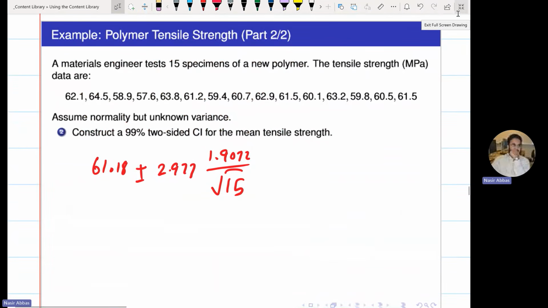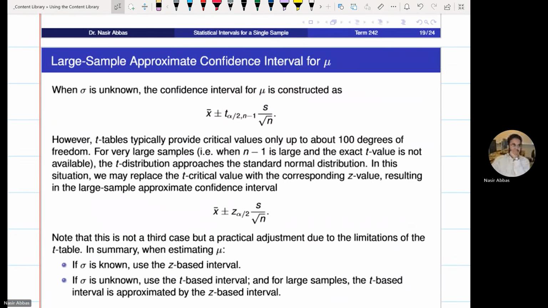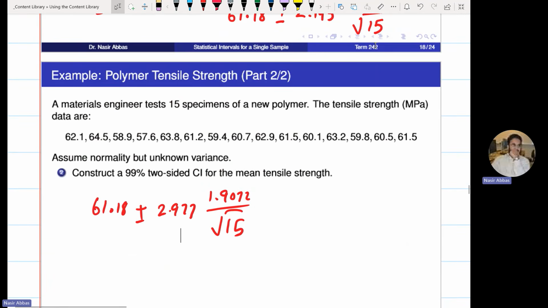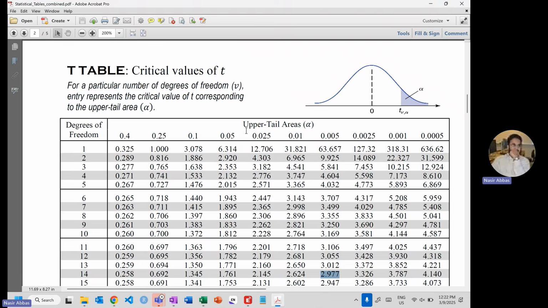Now, what if I give you a question where the sample size is 384 and sigma is unknown? What will be the degree of freedom? n is 384. What is n minus 1? 383.